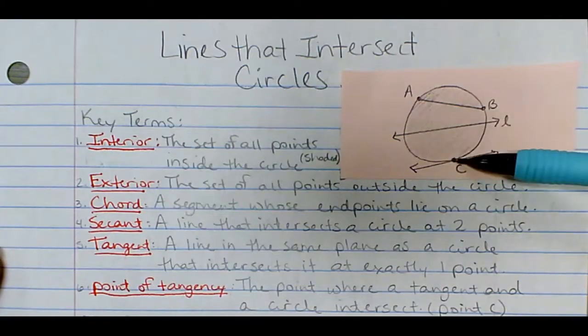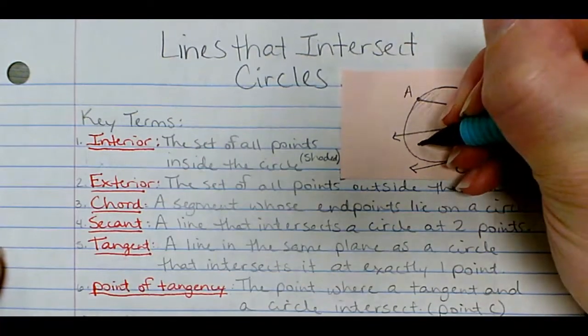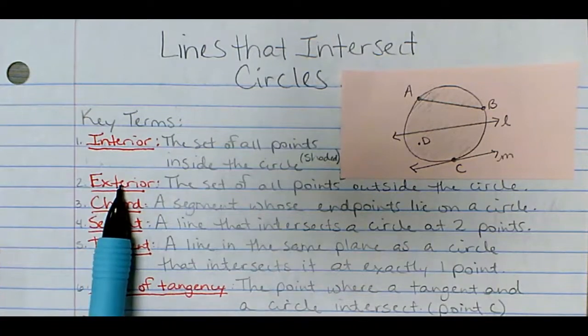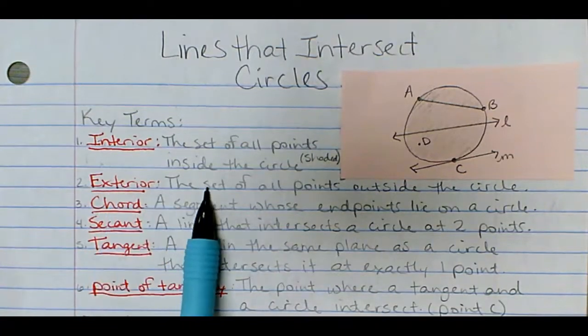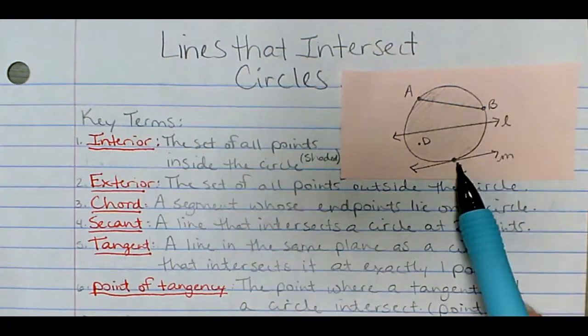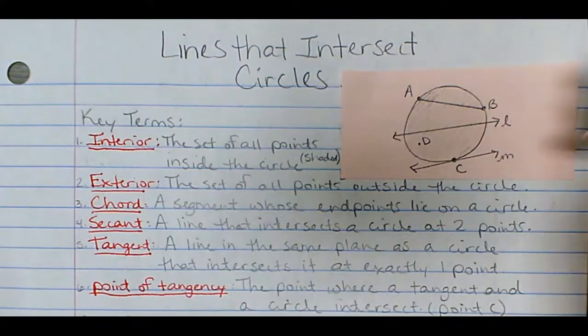Points A, B, and C are on the circle. They're not in the interior. Maybe point D, that's in the interior of the circle. So that's an interior point. The exterior of the circle is the set of all points outside the circle. So points A, B, C, and D are not in the exterior, but point E is. So that's the set of all points outside the circle.